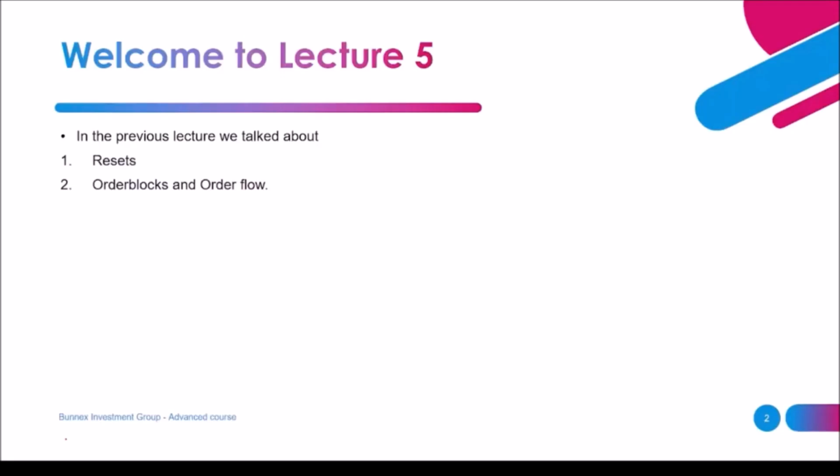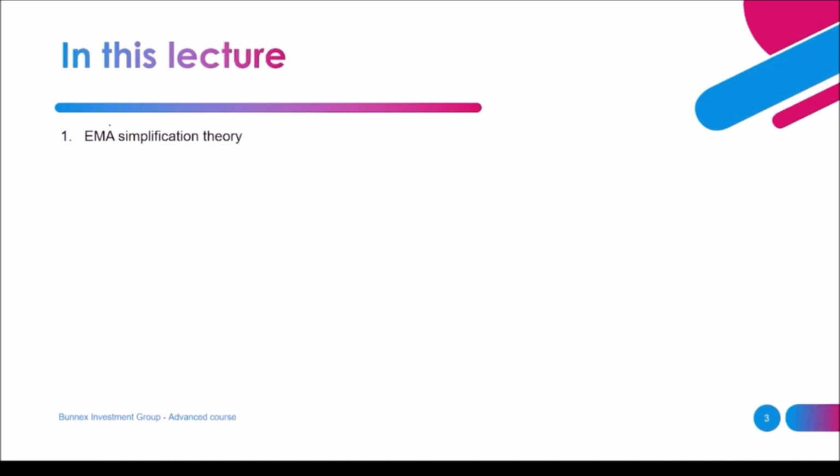Welcome to lecture 5. In the previous lecture, we talked about resets and order blocks as well as order flow. In this lecture, we are going to be talking about the EMA simplification theory, which is basically exponential moving average theory. That is going to be using the indicators that we defined earlier on.